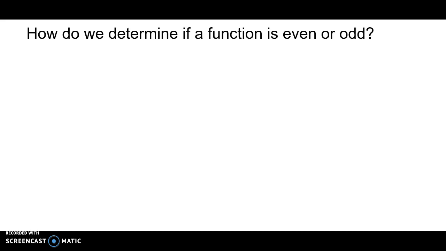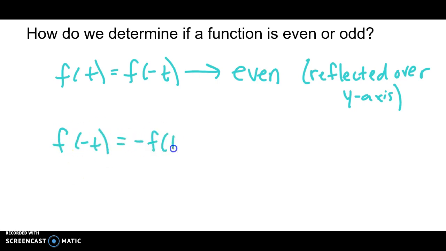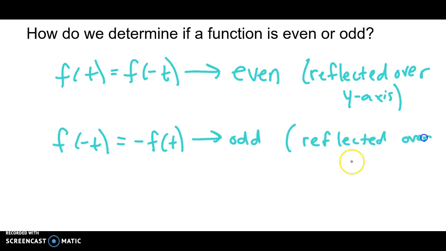So hopefully we can recall that if we have f of t, and that's equal to f of negative t, that would imply that the function is even, which also means that it's reflected over the y axis. Very good, y axis. Likewise, we know for odd, f of negative t is equal to negative f of t. Okay, and of course that would be reflected over the origin.